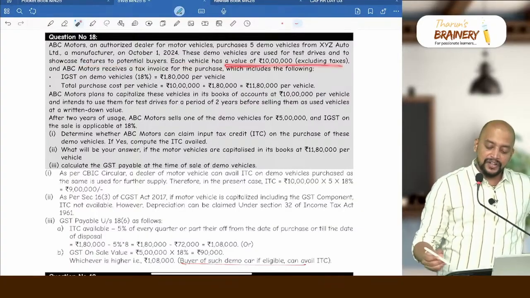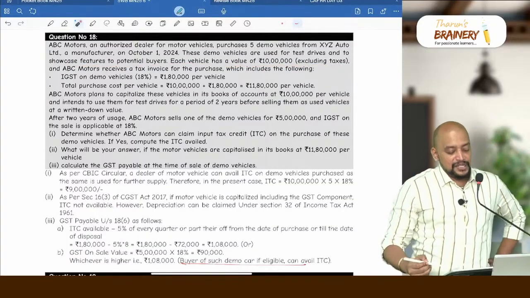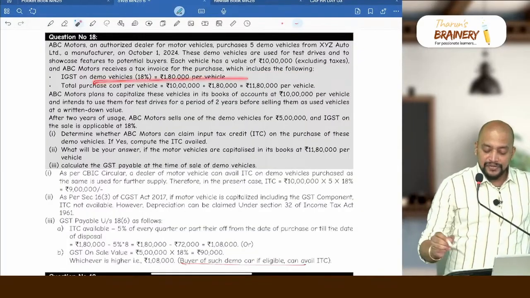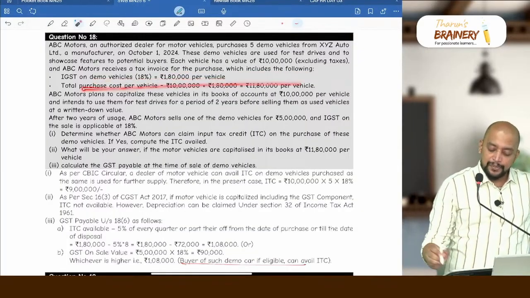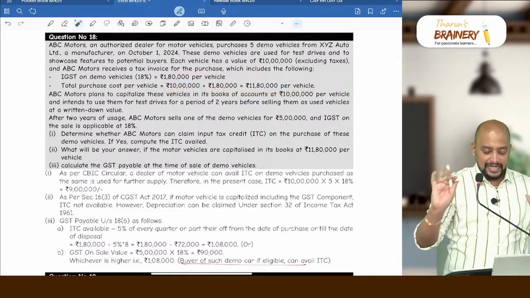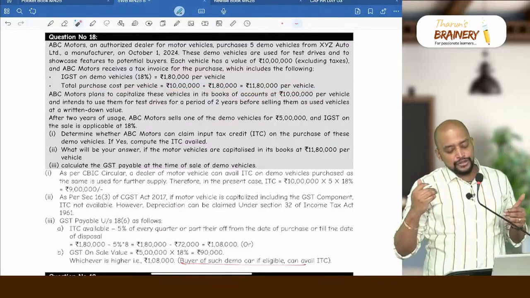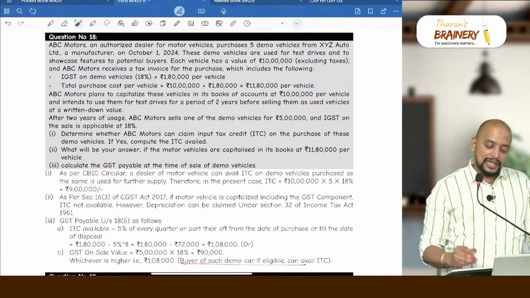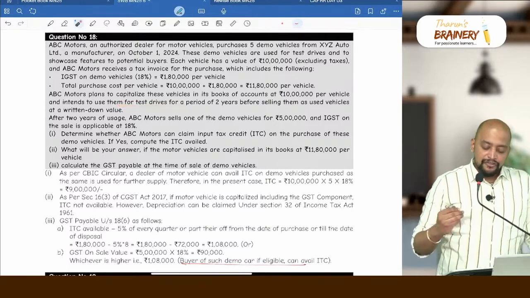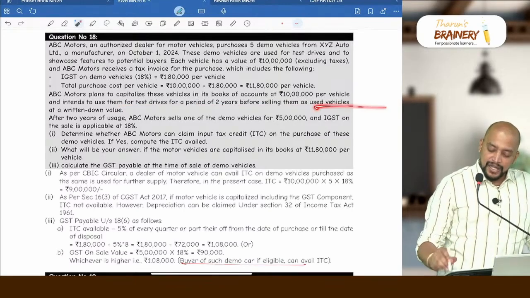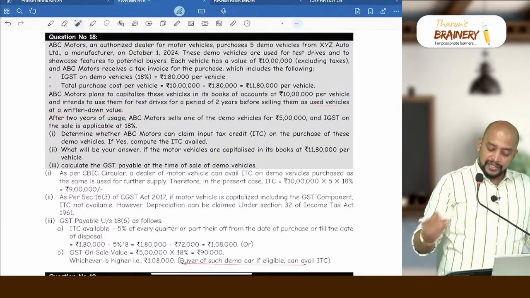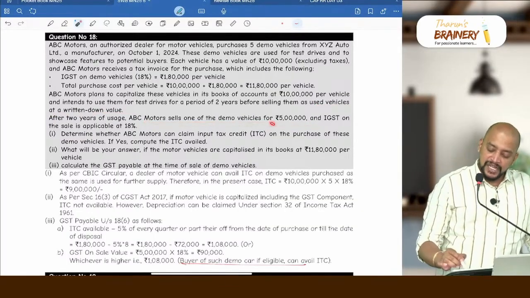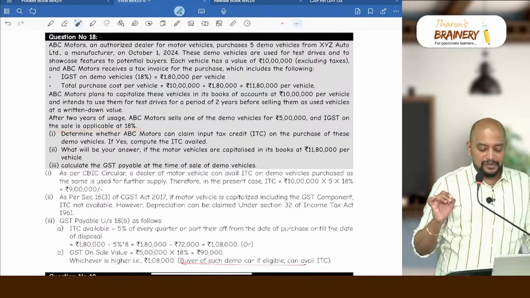Each vehicle has a value of 10 lakhs excluding taxes, and ABC Motors receives a tax invoice for the purchase, which includes IGST on demo vehicles of 1,80,000 per vehicle. So the total purchase cost is 10 lakh plus 1,80,000, that is 11,80,000. ABC Motors plans to capitalize these vehicles in its books of accounts at rupees 10 lakh per vehicle and intends to use them for test drives for a period of 2 years before selling them as used vehicles at written down value. After 2 years of usage, ABC Motors sells one demo vehicle for rupees 5 lakhs, and IGST on the sale is applicable at 18%.